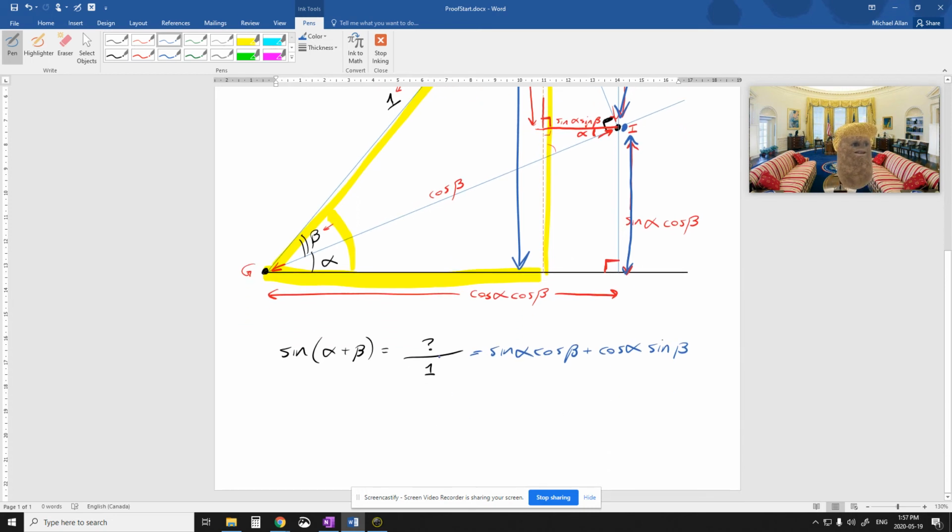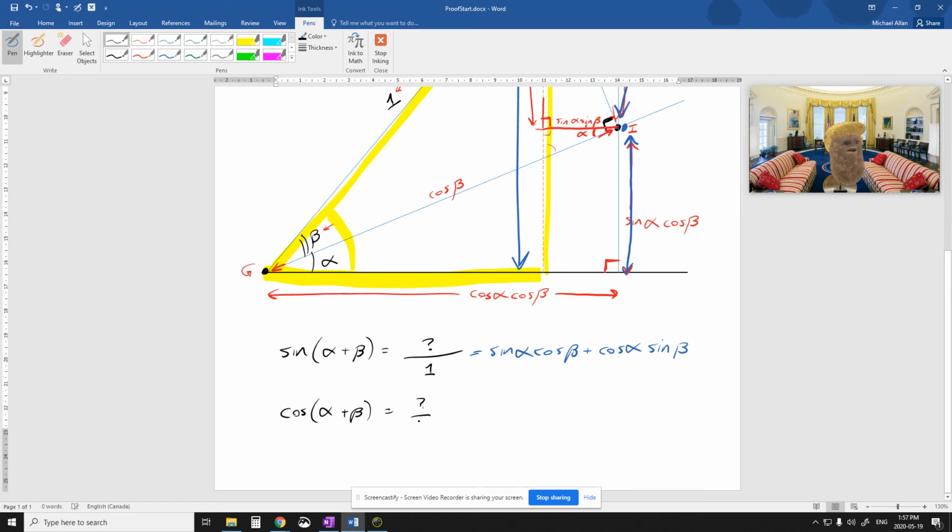Looking pretty good. So that is one of our identities, right? If you look at your formula sheet, sine alpha plus beta is equal to sine alpha cos beta plus cos alpha sine beta. Awesome.